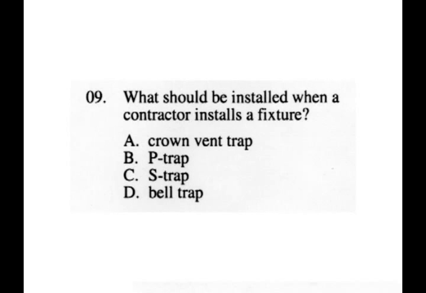Number 9, what should be installed when a contractor installs a fixture? The answer is B, P-trap. The other 3 choices are illegal installations. And the question here is designed to see if you can recognize that they are illegal installations.